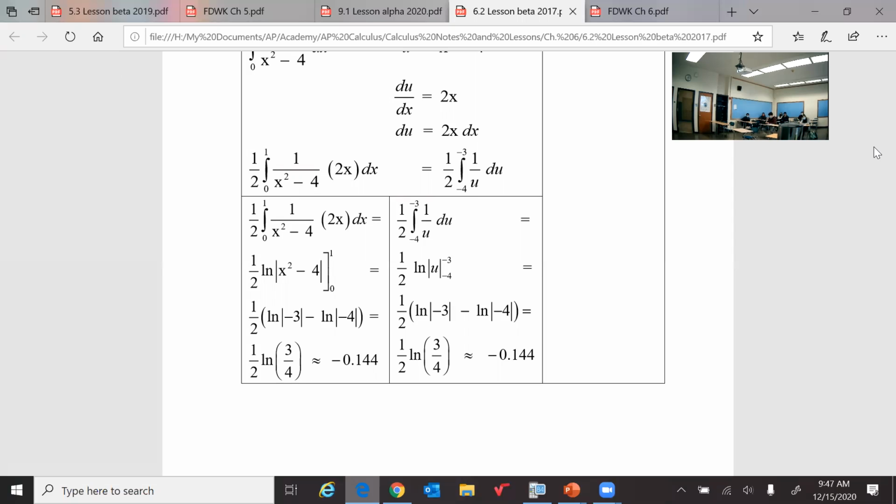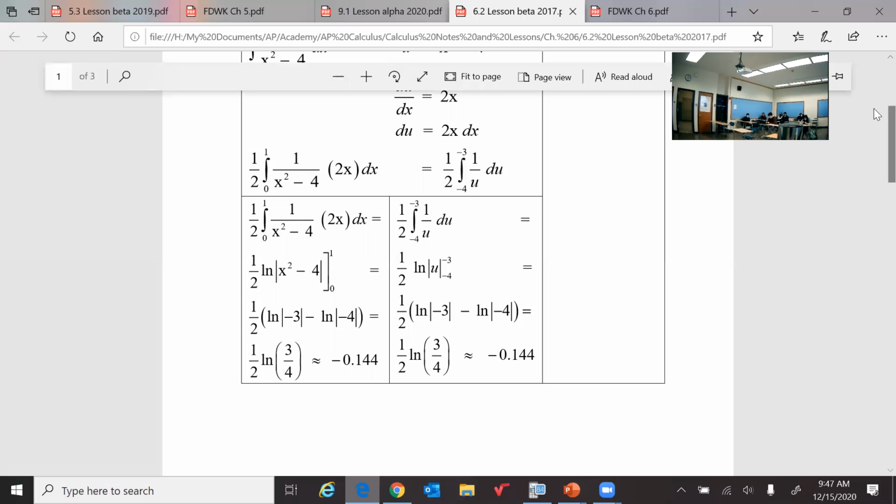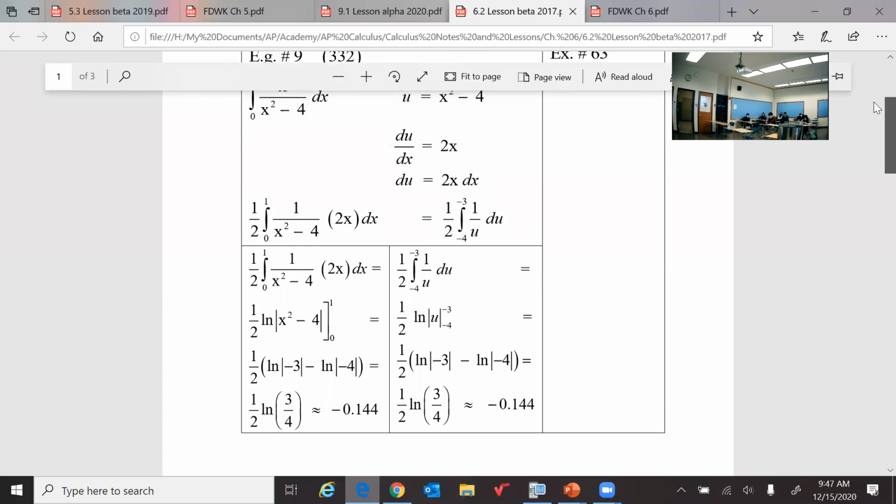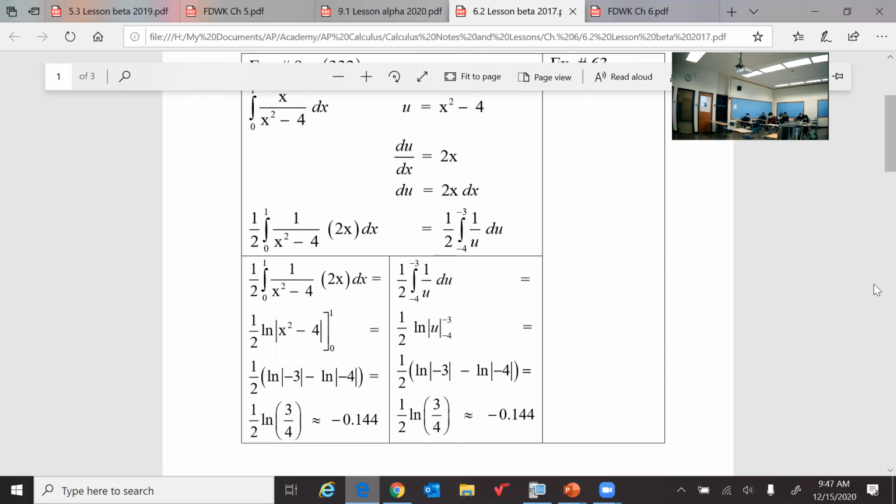What do you say? Here's what I got, which would give me 1/2 ln mu. But if you do the problem in mu, you have to change the limits, because the limits are in terms of x. So how do we do that? Well, here's what mu equals. So I put the limits in mu. 0 squared take away 4 is a -4. The lower limit is -4. 1 squared is 1, take away 4 is a -3. And you make the upper limit -3.